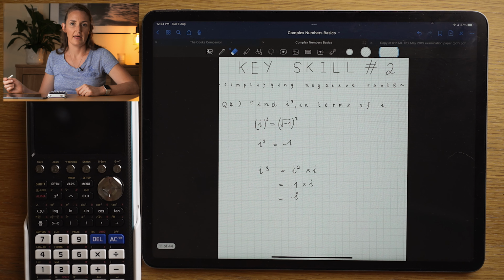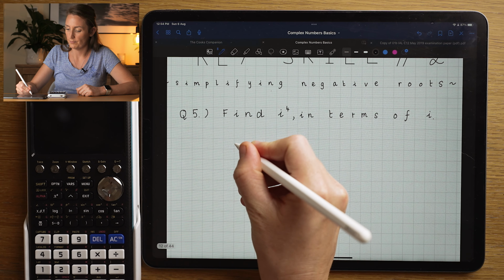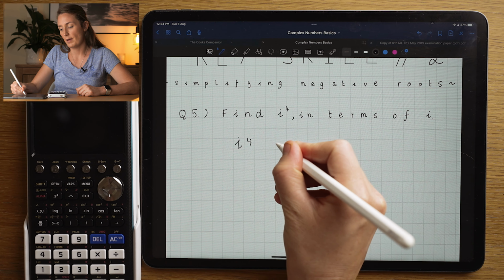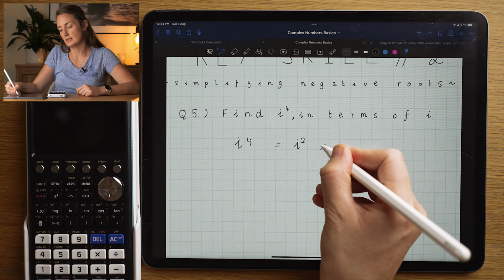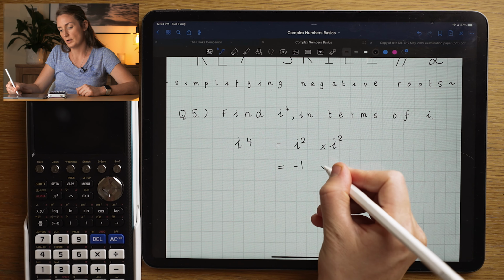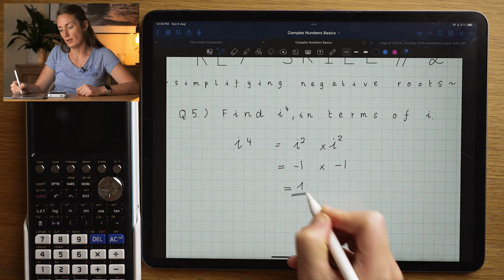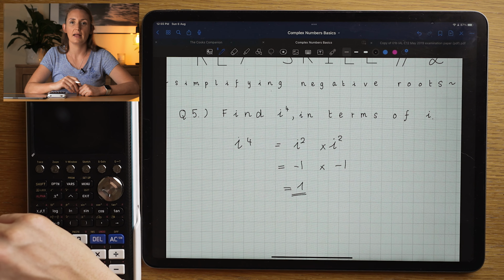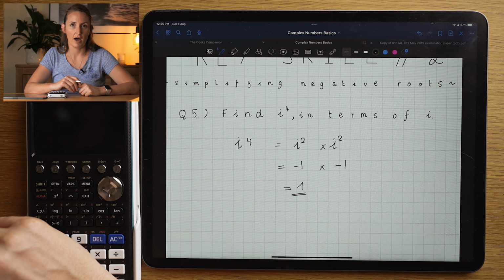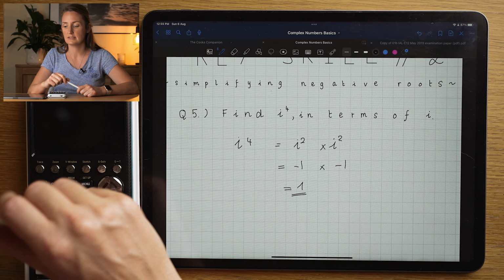So let's have a look at our last example in this key skill. i to the power of 4. i to the power of 4 can be written as i squared times i squared, which is equal to -1 times -1, which can be written as 1. See if you can find a pattern between all the powers of i. There is a bit of a cyclic pattern going on, and see if you can work out what it is.